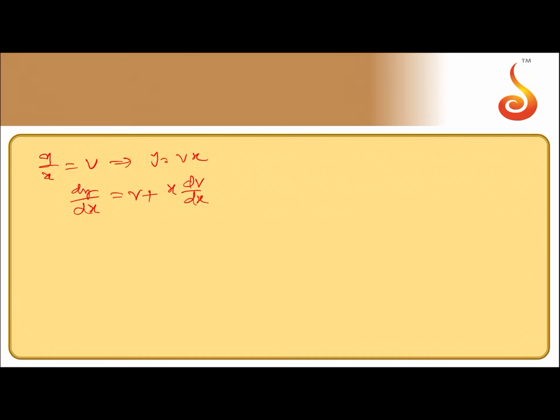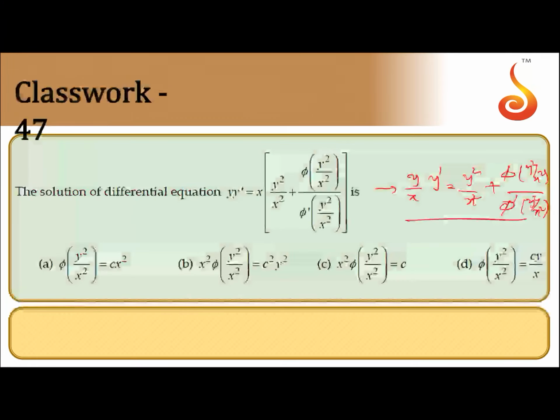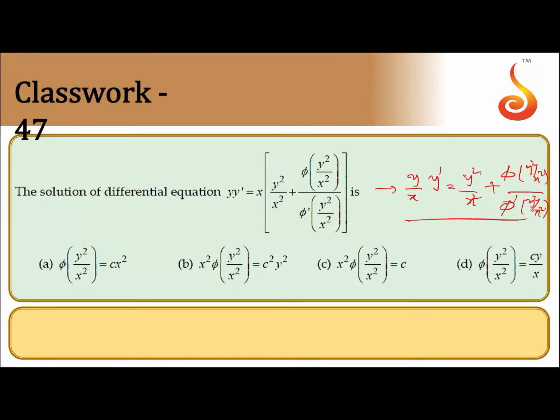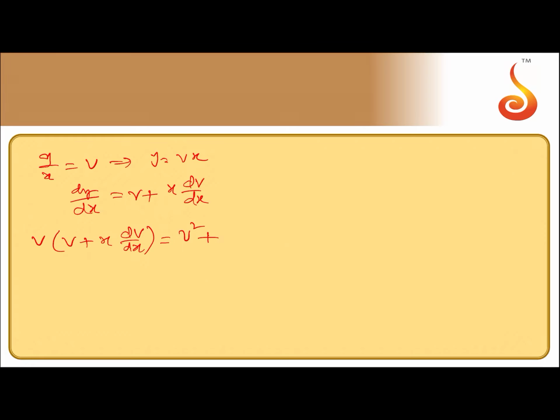So v multiplied by, since y by x from the given differential equation can be replaced, v into dy by dx, so v multiplied by (v plus x dv by dx), and that is equal to v square plus phi of v square divided by phi dash of v square. And therefore, I hope v square gets cancelled on both sides.